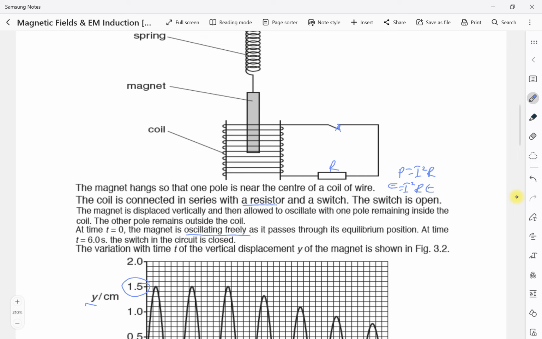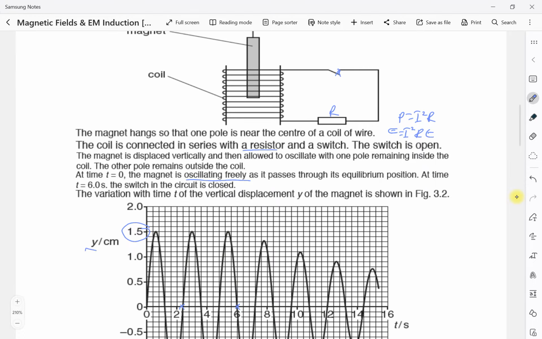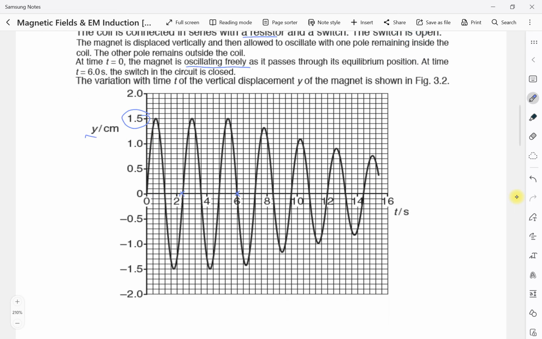Because power is energy over time, energy is power times time. So the energy dissipated is going to be equal to I squared R times T. Therefore, the energy which is dissipated here is derived from the oscillations of the magnet, and because energy is being wasted as heat in the resistor, the oscillations of the magnet are going to die out.